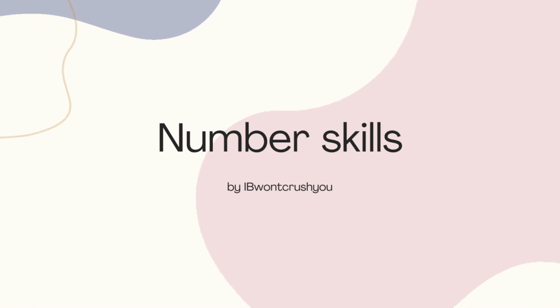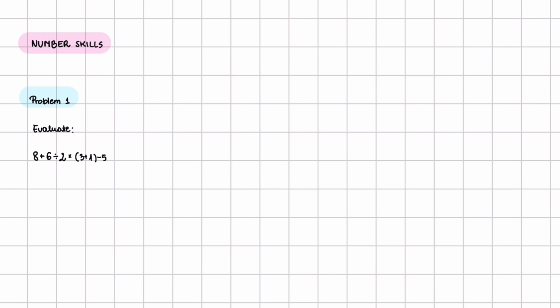Today we're dealing with number skills from the chapter Number and Algebra, and let's get started. Problem number one. We have to evaluate the equation. So it is only to remind you what we are doing first in an equation where we have adding, subtracting, multiplication, brackets, division. So firstly, we're dealing with brackets.